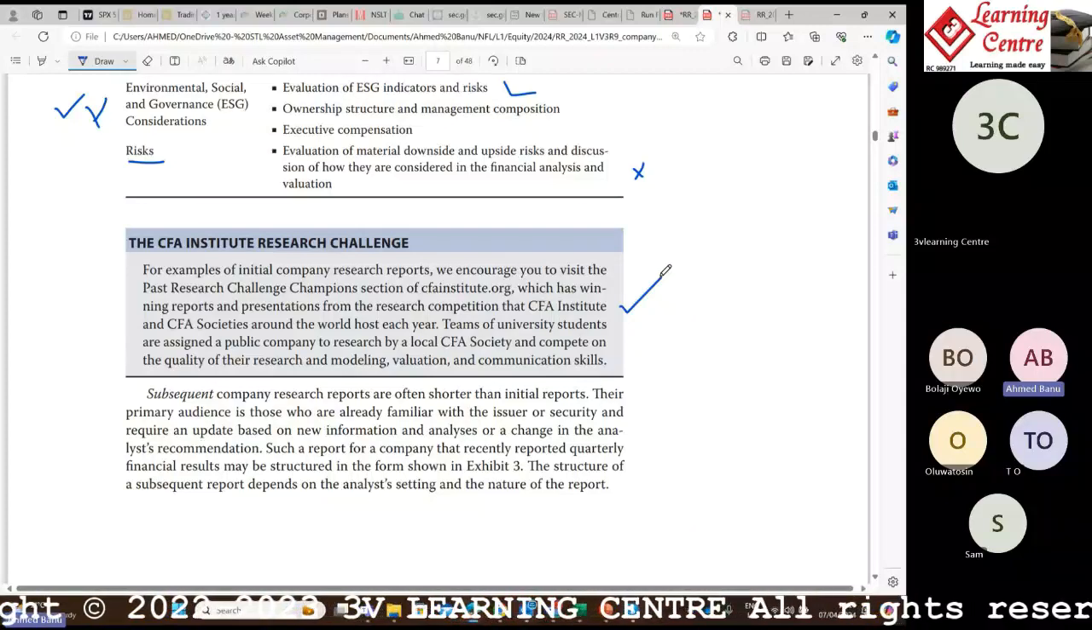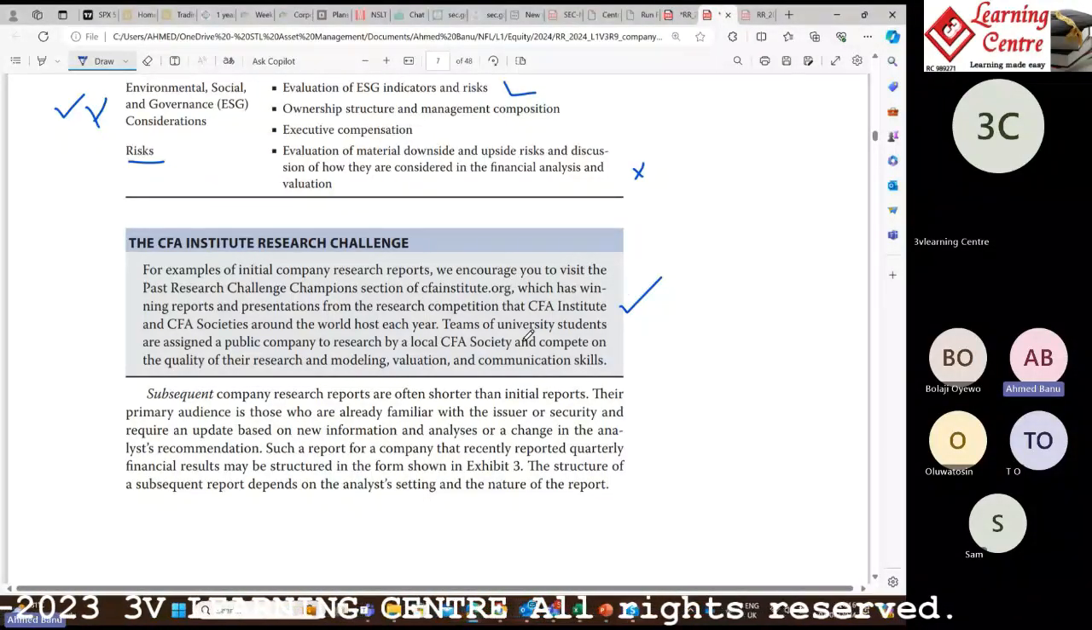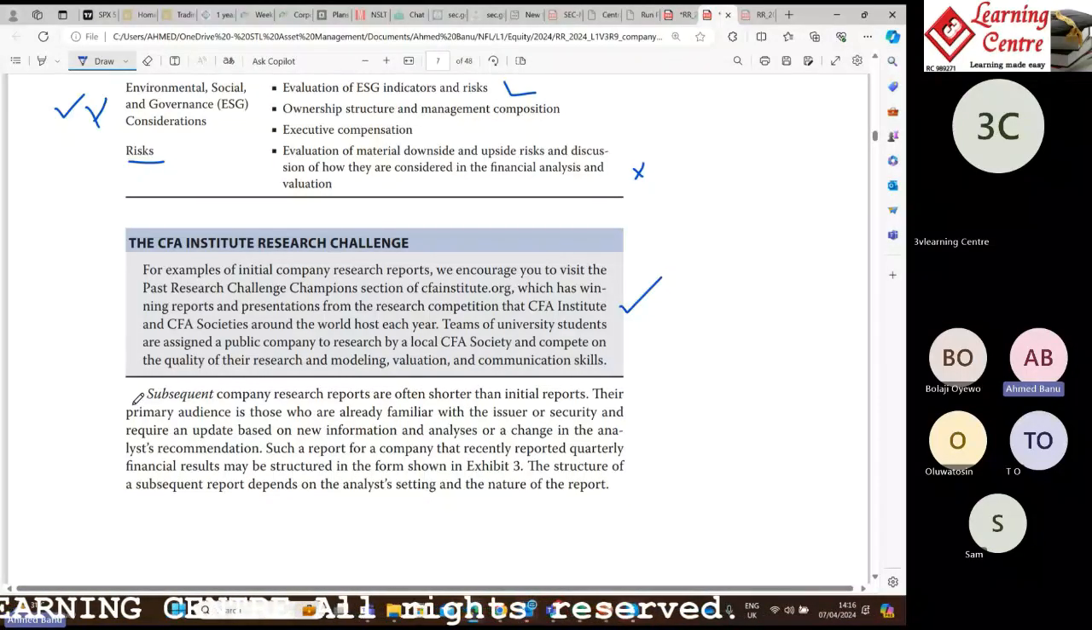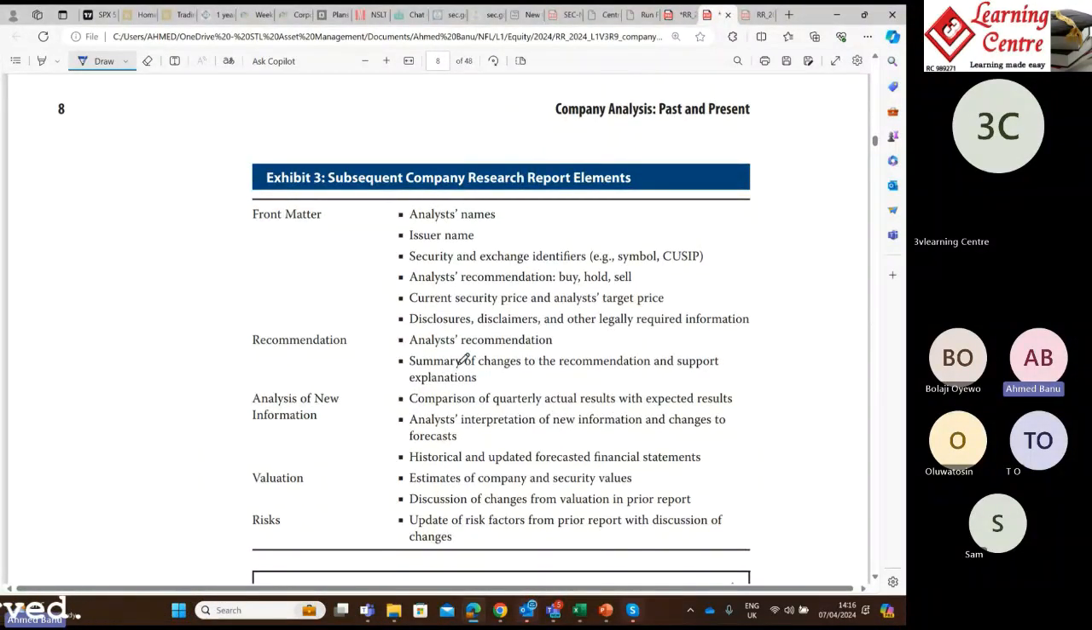I think so. Anyway, after you have done the initial report, your subsequent company research reports are often shorter than initial reports. The first one is more encompassing, but with this one we already know who the company is. So you jump straight into your recommendation, your valuation, and your risk. Company description and those things are taken out because you already know the company.